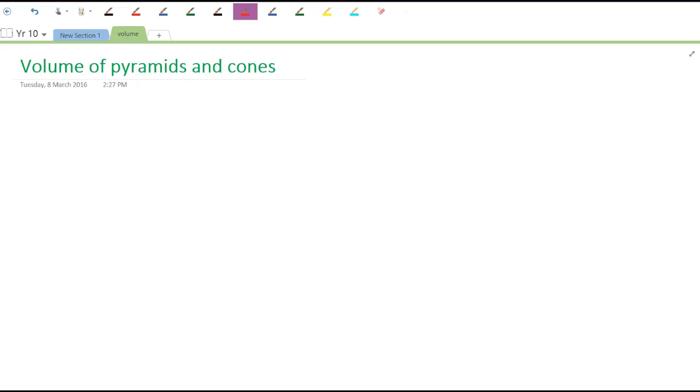Righto, Year 10, it's time to look at how to find the volume of pyramids and cones. So we've looked at the volume of prisms, now pyramids and cones. So let's have a little look here at what this entails.